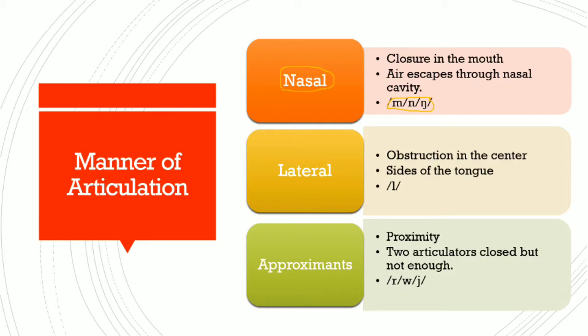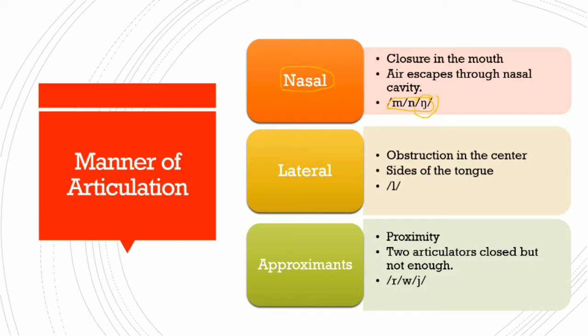The manner of articulation, nasal sounds: they are produced with a complete closure in the mouth, and the air escapes through the nasal cavity. So the consonants here are m, n, and ng. The closure is at the back for this one. Remember that this one is used, for example, in words with -ing.